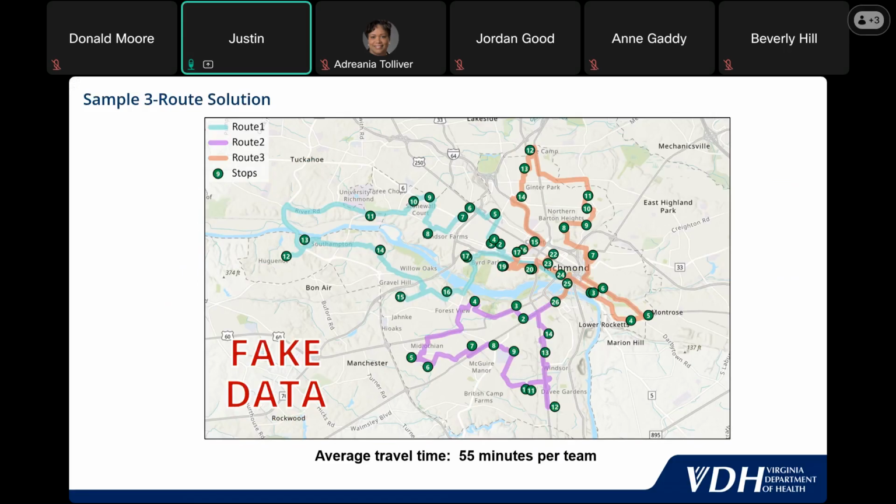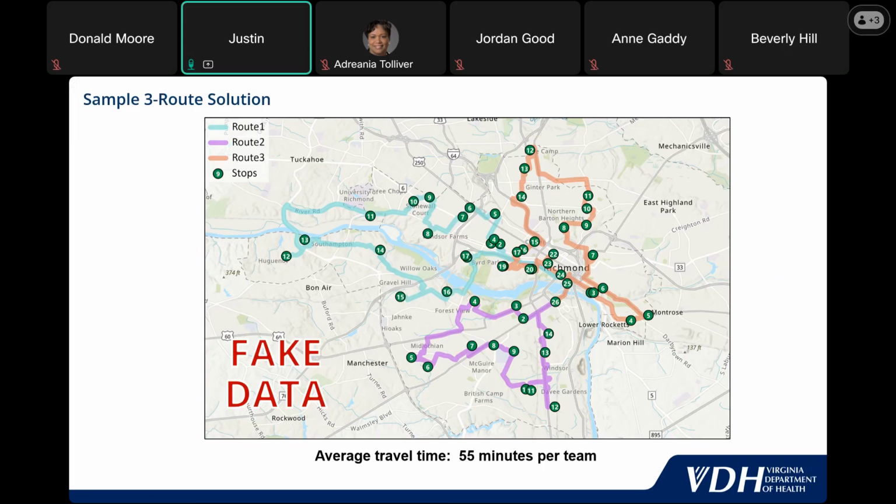Usually a phone call or an email will do, but if we have a situation like Helene where there's a lot of damage to cell service, there's not much internet service available, we'd obviously want to send folks door to door to do those wellness checks. So this is a map that Alex created for 3 routes.